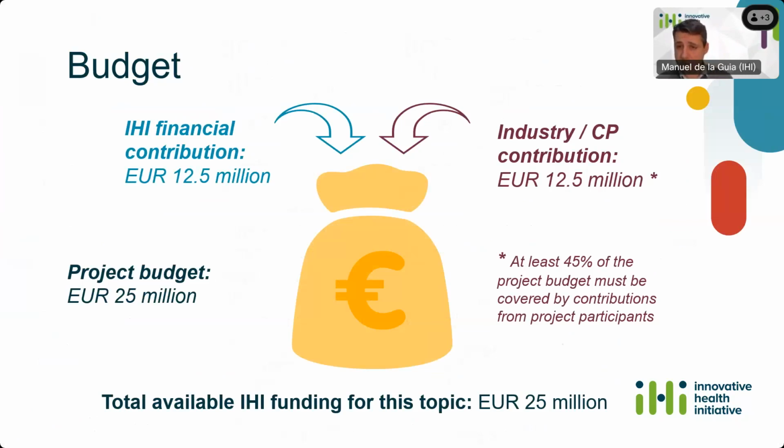If this was the case for a project, 12.5 million from IHI, 12.5 million from industry, the total cost for this project would be 25 million. With the 25 million of IHI, we should be then aiming at funding 2 projects, because each project will receive 12.5 million from IHI contribution. This is just an estimation, and we understand that depending on the construction of your consortium, this financial contribution from IHI and this contribution from industry will change.